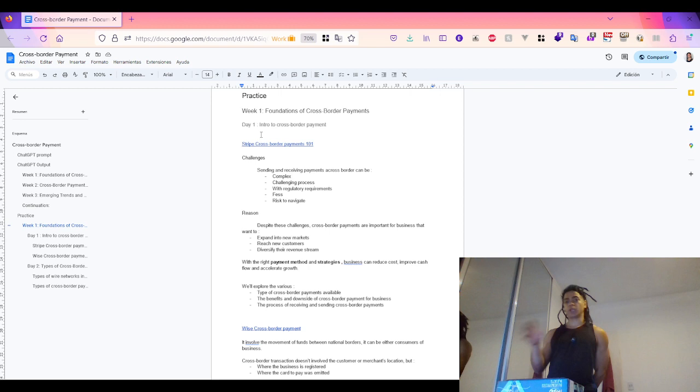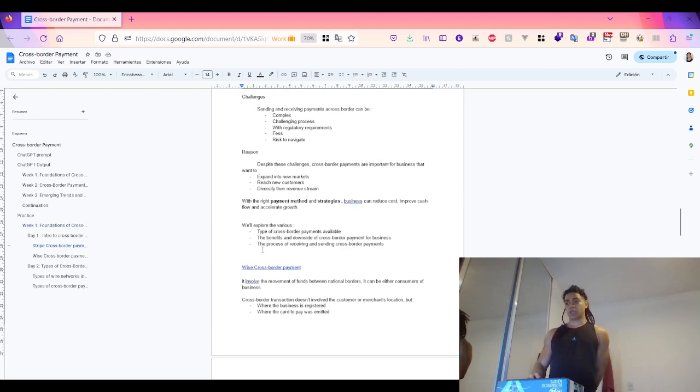So the reason for looking at cross-border payment is that, as a business, despite all of these challenges, it allows me to expand to new markets, reach new customers, and diversify my revenue streams. With the right payment methods and strategies, a business can reduce costs, improve cash flow, and accelerate growth, which is something I'm going to do here.